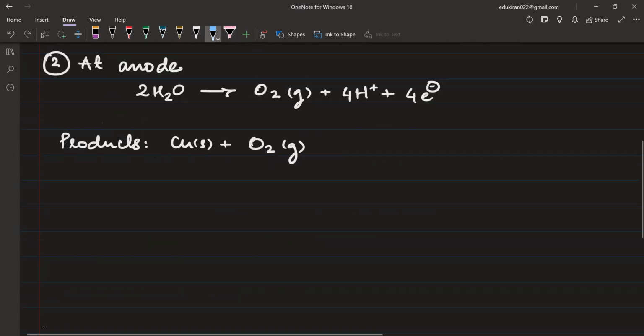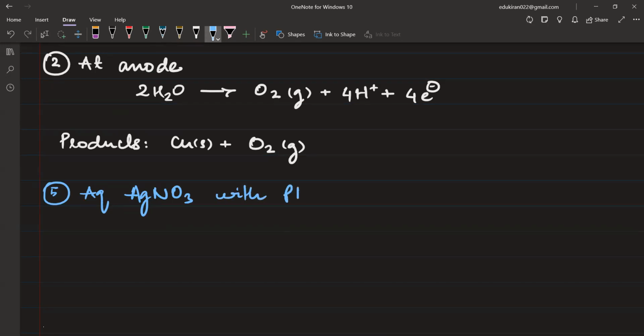Right, for the fifth one, AgNO3 with Pt electrode. Now, here also the same thing is going to happen. As you can see, Ag is also a noble element, right? We have copper and silver both in the noble elements. And that is why it will have a standard reduction potential which is positive. Hydrogen is going to have 0.